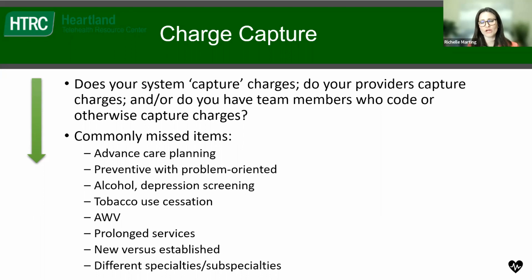In the CPT book, a patient is a new patient if they have not seen that exact same provider or another provider of the exact same specialty and subspecialty within the last 3 years. So the provider's specialty and subspecialty designations become really important for deciding whether a patient is new or established. Whether a patient is new or established is important because new patient visits tend to have a higher weight and a higher rate of reimbursement than an established patient.